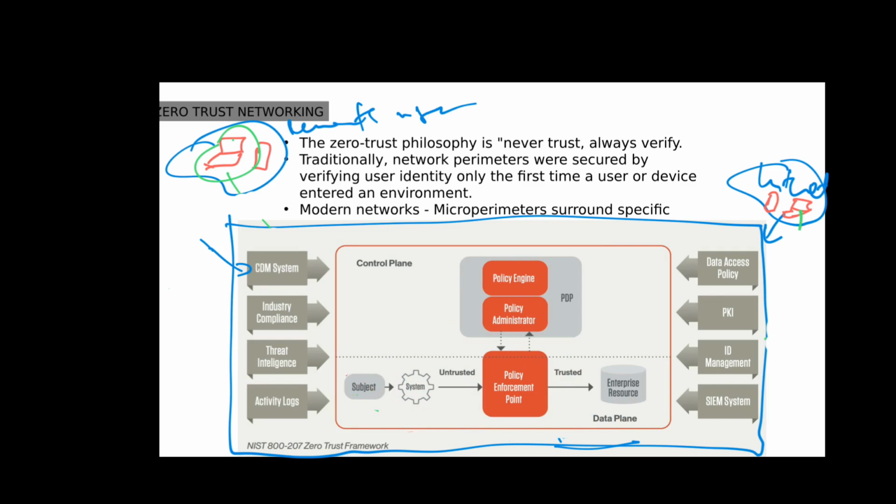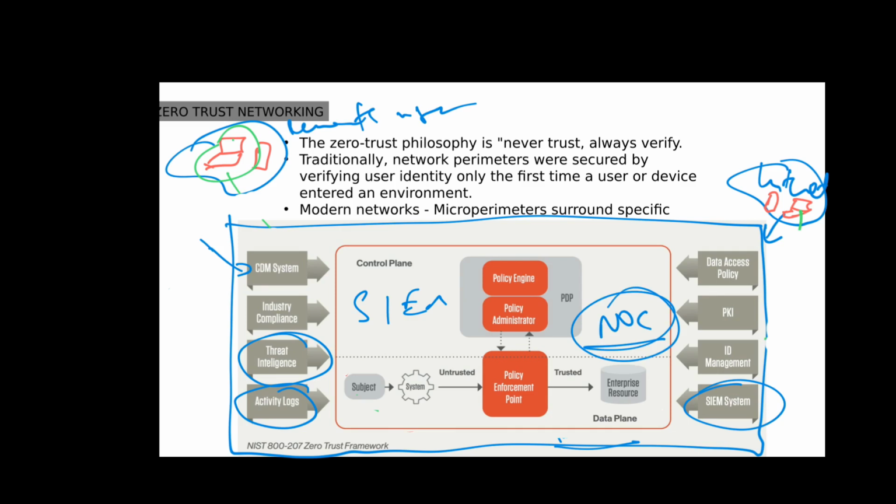And the last one, tenet number 7, is data collection. We're saying that we need to collect as much data as we can: threat intelligence, logs, SIEM systems. We need to have these SIEM systems. We need to have a NOC, the operation center, that also has logs. So we need to collect as much information as possible about our subjects, about our resources, and about any changes that are happening in the network.